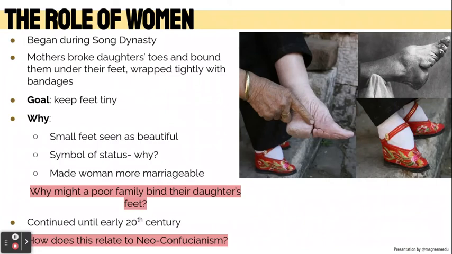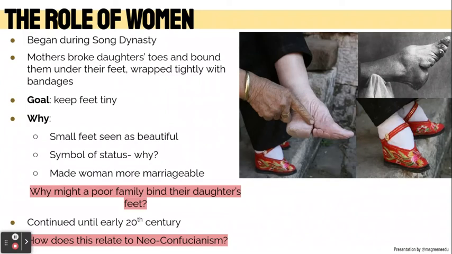The way this was achieved is if you were a girl and when you were about 5 years old, your mother would break your toes, bend them under your foot, and wrap them very, very tightly with bandages to hold them there and not allow your foot to get any bigger. Over time, this would completely destroy the structure of your foot so that you could only walk while your feet were bandaged, and women who had their feet bound had to take tiny little baby steps.